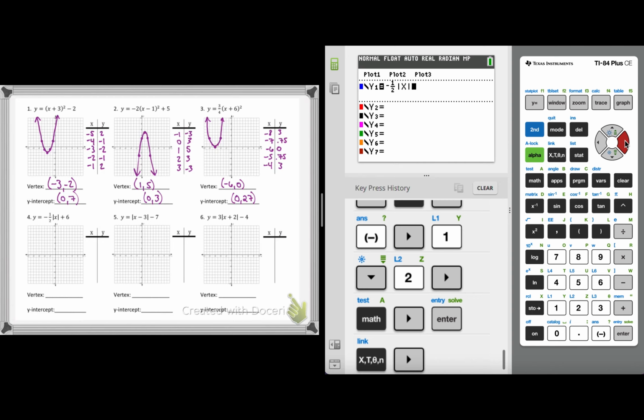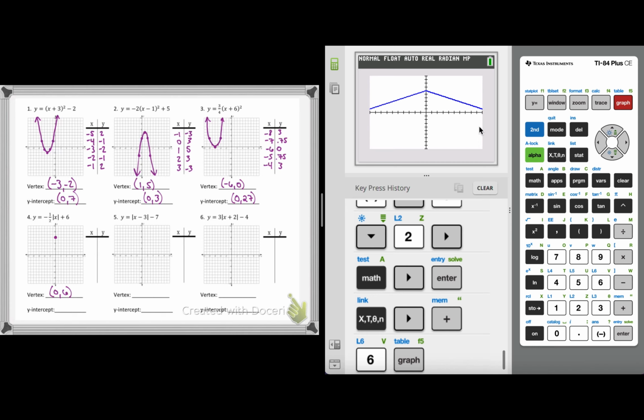So we get ourselves a nice absolute value graph. You can see a very wide upside down V. And we're going to go ahead and identify the vertex. Based on the form, the vertex would be at 0, 6. And you can see on our graph, it peaks at 0, 6 and then it falls off on both sides. Let's go to our table.